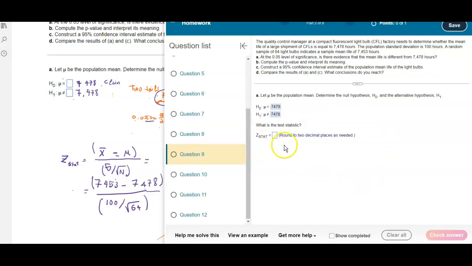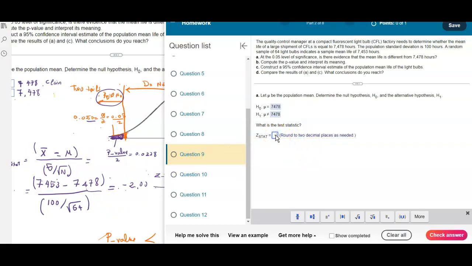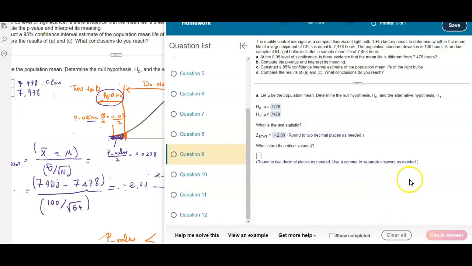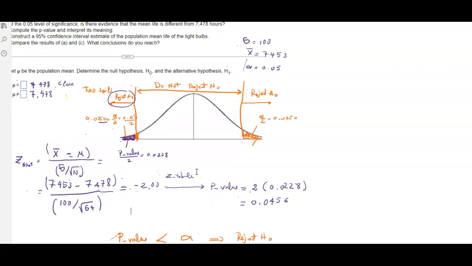Good. Now the z statistic we calculated and figured out is -2. So -2 here, you can put -2.00. Right. And then what is the critical value? Okay, we did not do the critical value according to this. All right, so let's try to do it. We use the p-value. So critical value, how can you get it?